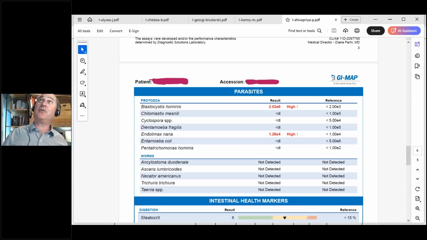The heart of functional medicine, the soul of functional medicine, is a concept that we're not treating symptoms, we're treating function. That's why they call it functional medicine.